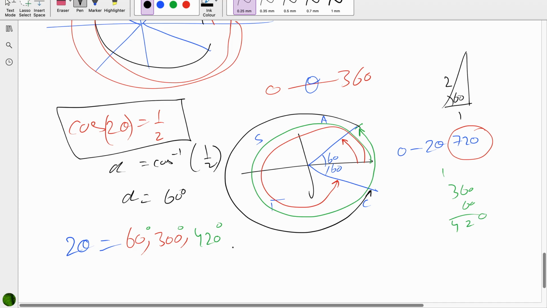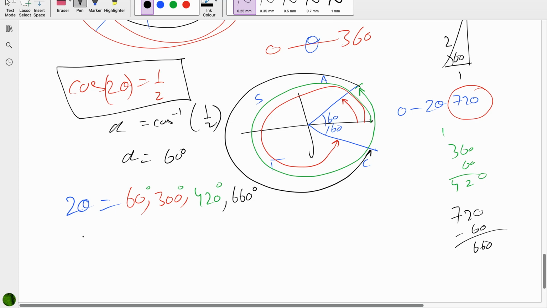I'll explain it. Just let me write this last answer. This is 720 minus 60, which is 660. So these are your 4 answers for 2 theta. And for theta, finally, you divide those by 2. This becomes 30, 150, 210, 330. These are your final 4 answers.